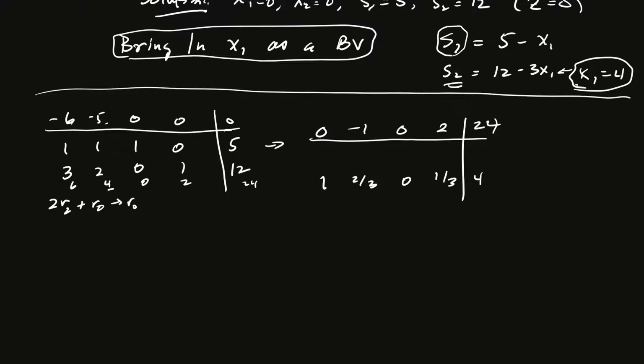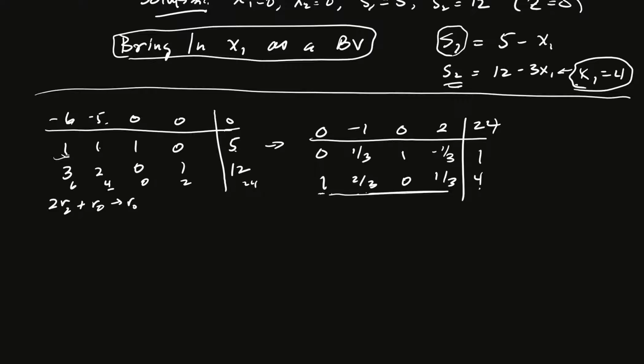Now, does that change the value of S1? We're going to take, from here, I'm going to go ahead and subtract this row 2 from this row 1. Okay, so that'll be 1 minus 1 is 0. 1 minus 2/3 is 1/3. This one's not going to change. Whoops. And then this is going to be 0 minus 1/3. Okay, and then we'll have 5 minus 4 is 1. Good.